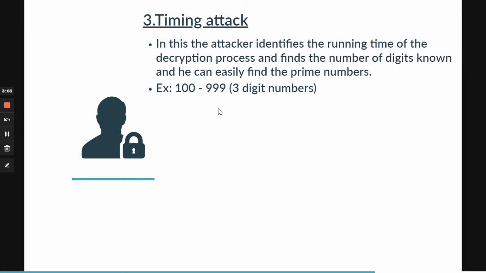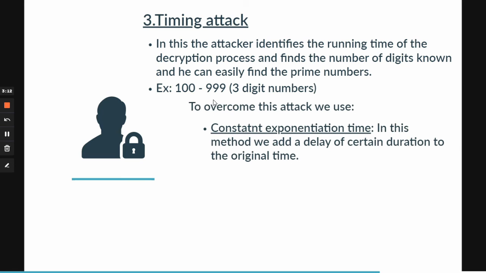First one is constant exponentiation time, in which we are adding a delay time. It is a fixed delay time added to that process. What happens is the attacker will think that this amount of duration is occurring, so he'll think that it is a 4-digit number. Then he'll become a fool, right? So that is how it works.